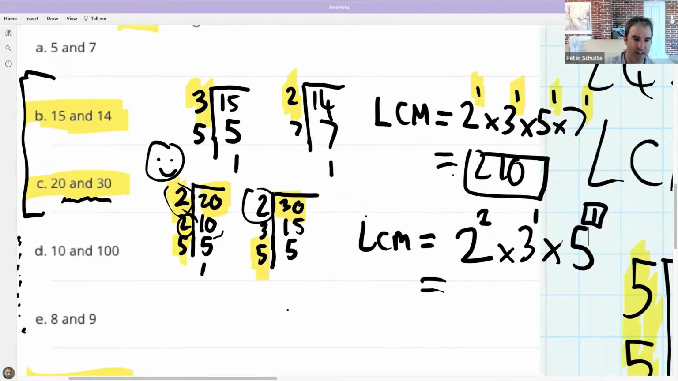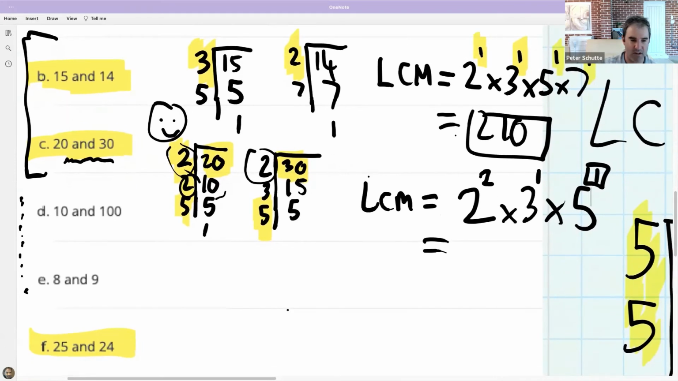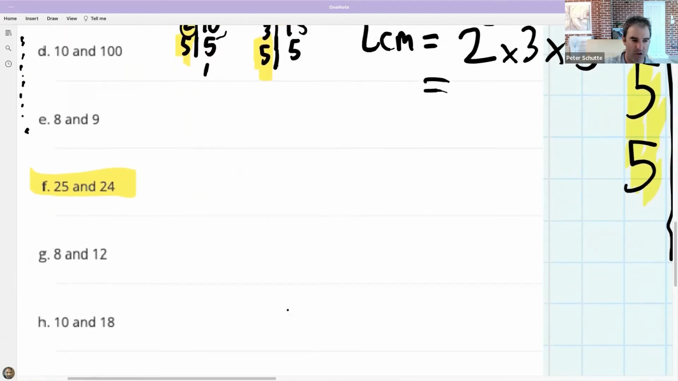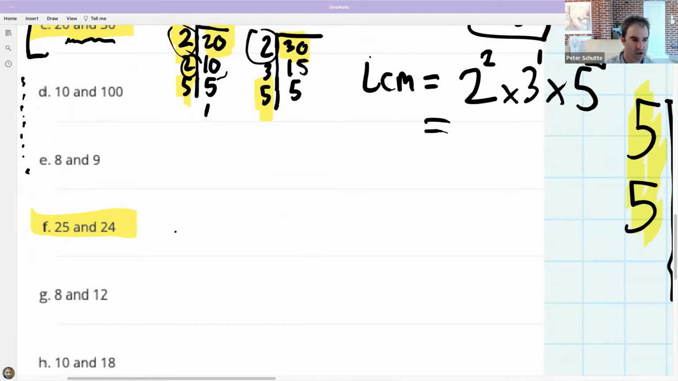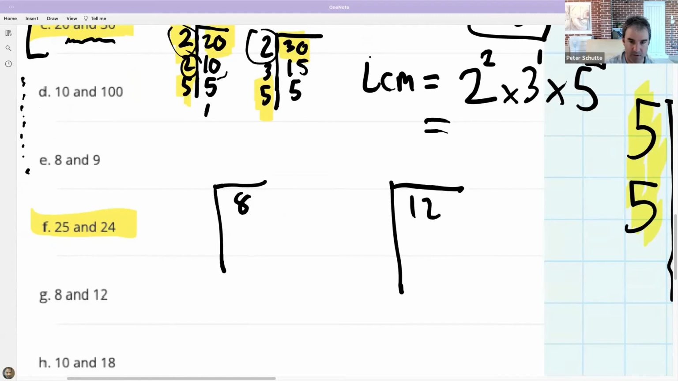I feel like I need to do another example of that one, let me squeeze one more example in. So guys, I do realize, should I do 8 and 12? Let's do 8 and 12. And then we're going to take a break, I promise.